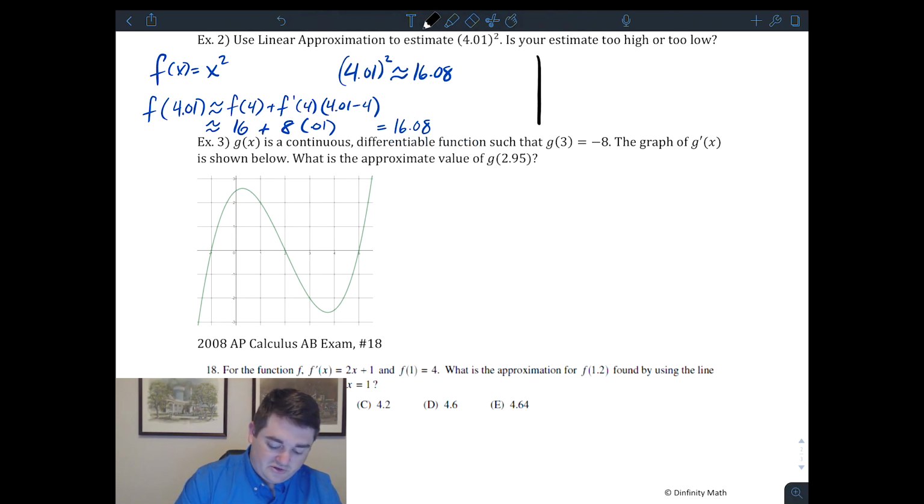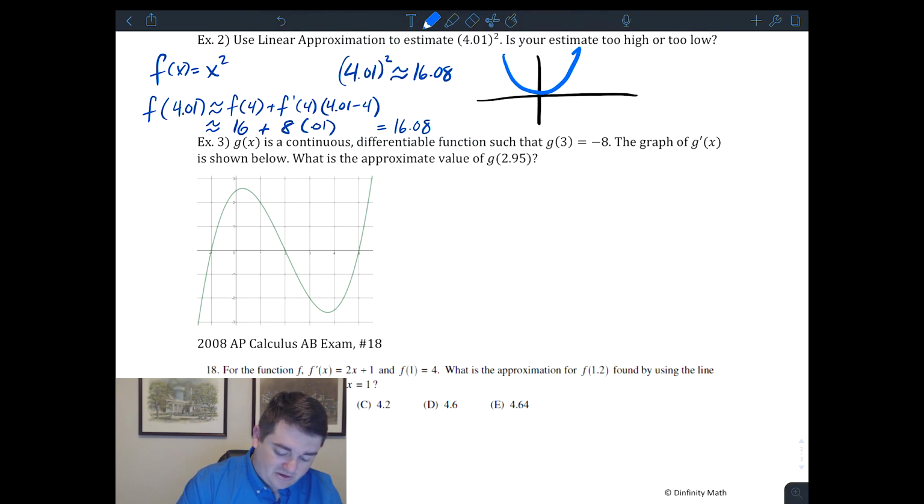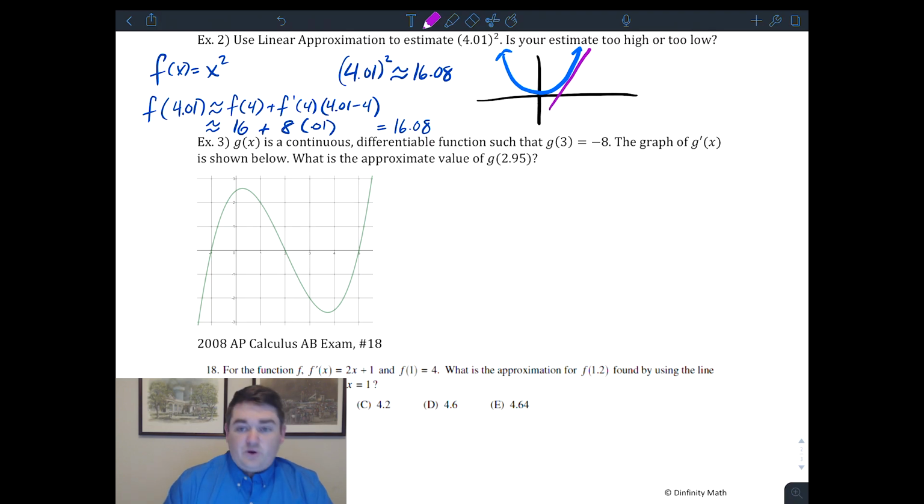Again, we're going to refer to the graph. The graph of x squared is, of course, a parabola. And we found the equation of the tangent line at 4. So at 4, is the tangent line sitting above the graph or below the graph? Here I can see the tangent line is below the graph, so my estimate is too low. My estimate is too low because the tangent line sits below the graph. 4.01 squared, I think, is 16.0801, so it's just barely too low.